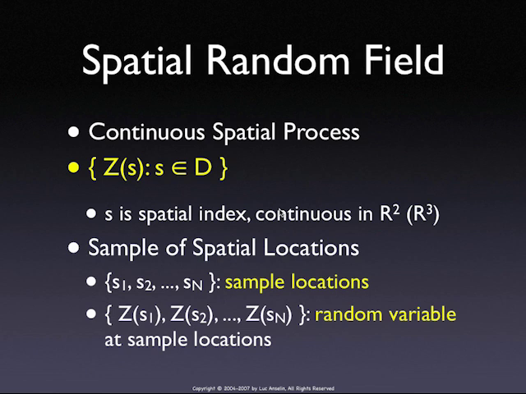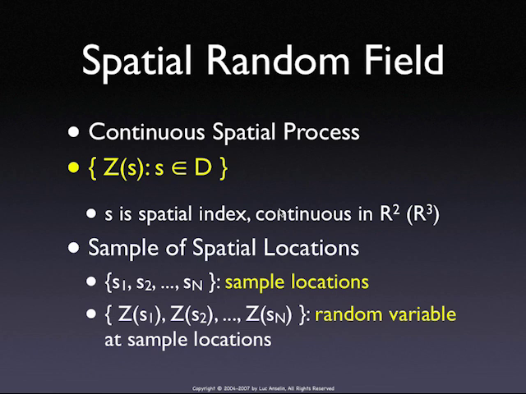So the main idea is we have a finite set n of sample locations. So we call them S1, S2, Sn. And at these sample locations, we measure a random variable z at S1, z at S2, z at Sn. And then what we're trying to do is, from this information, try to figure out what is this process here. What is it that drives the variability of the magnitudes in z over space?